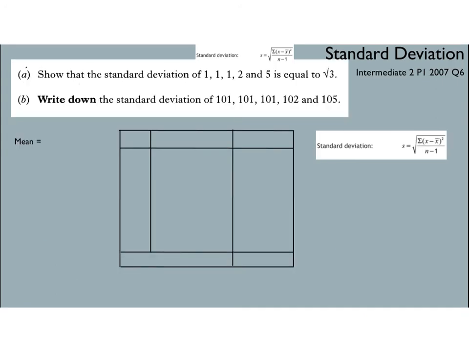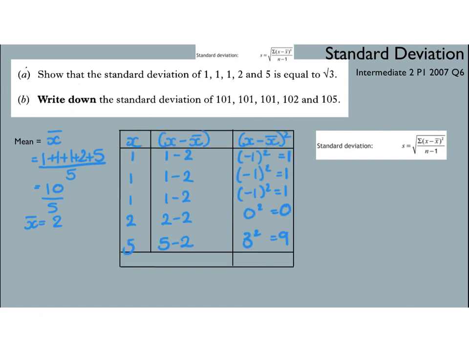Okay, same old routine. I'm going to work out the mean first. Okay, so did you get your mean coming out as 2 as well? Okay, if you didn't, have a look back and see where you went wrong. I'm going to start filling out the table. Okay, so your table should look like this. You should end up with the last column having 3 1s, a 0 and a 9 there, which adds up to make 12. So remember that this bit here is what we need for the top part of our standard deviation.